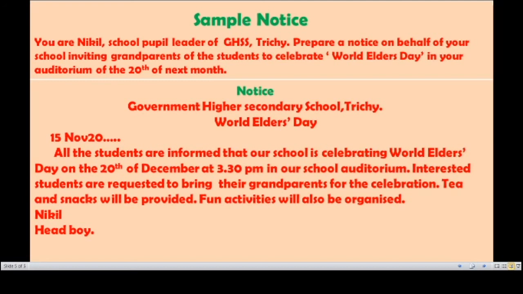In this way, the content should be brief and clear about why we have arranged this program, who the participants are, when the program is, and what the other activities to be conducted in the program are. We have written everything clearly in the content. In this way, students, you have to prepare a notice.